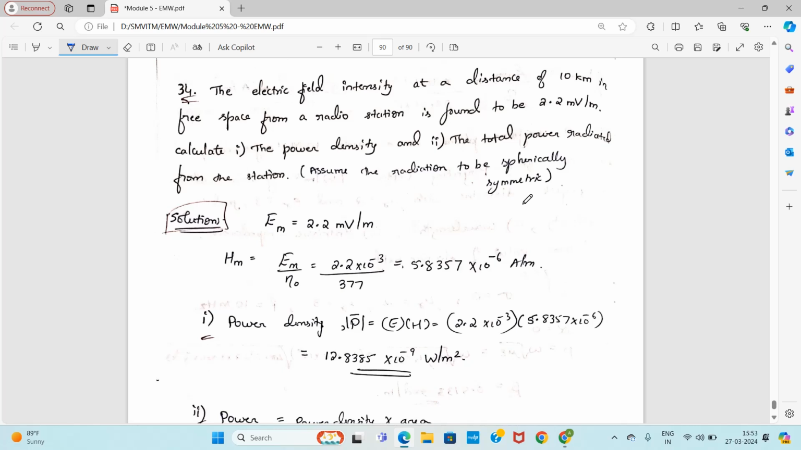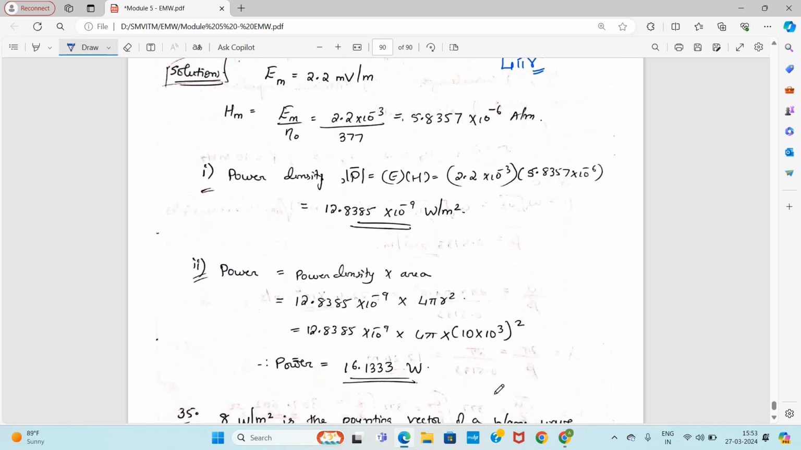Here they've given you one hint. Assume that the radiation is spherically symmetric. Spherically means the radiation is in the form of a sphere. And for a sphere, the area is 4 pi r square. And r here is this distance, 10 kilometer. Okay, so use that and simplify it. Find out the power.